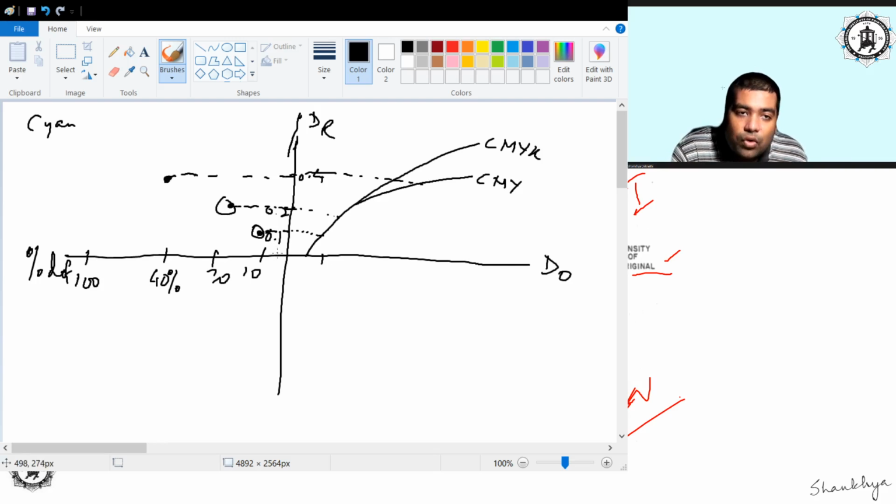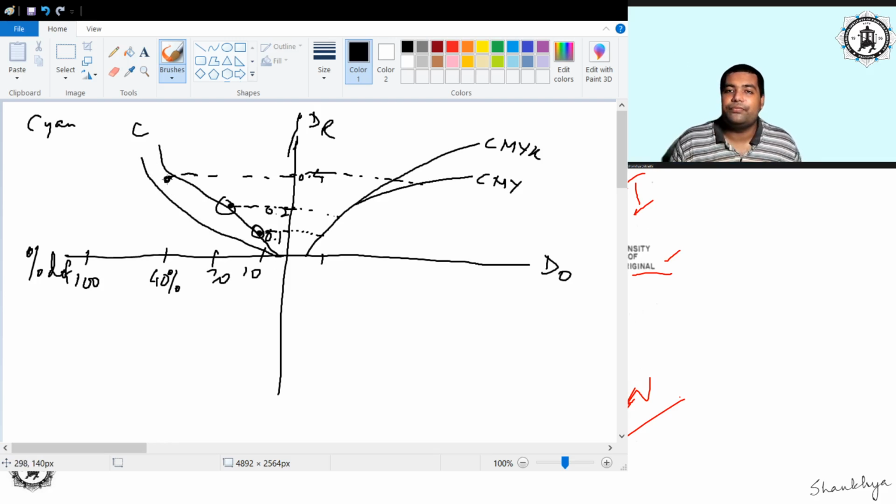Like this, you go on joining the points for each of them. This is the plot that you got for the cyan plate. Similarly, you can get another plot for the magenta plate and the yellow plate. Okay, so this is how you get the data in the second quadrant.